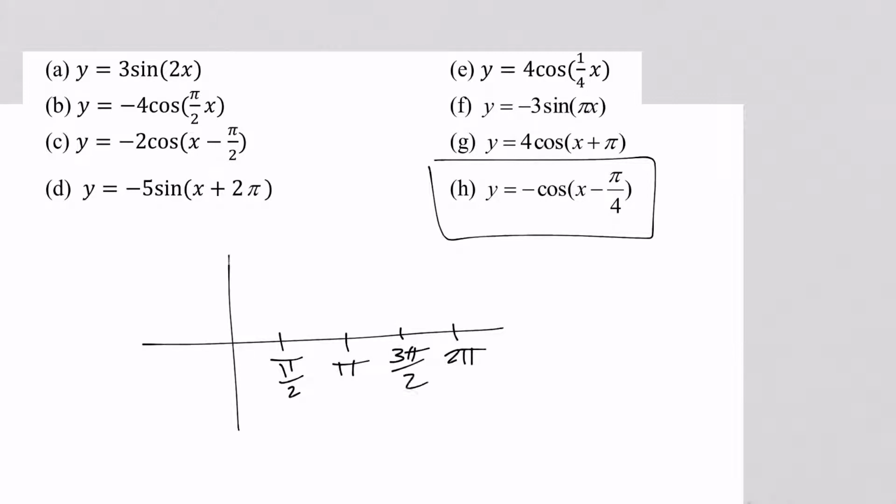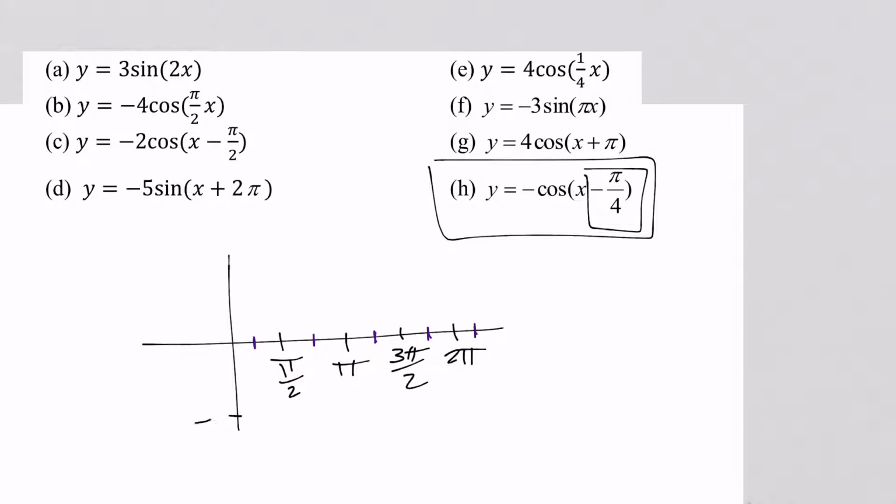3 pi over 2. And notice now that our phase shift is pi over 4, and we do not see that on here. Well, pi over 4 is half of pi over 2, so give yourself some more tick marks in between there. Now, everything is going to happen pi over 4 to the right of where it normally would happen. I see that negative in front of my cosine, so that is telling me start down first.